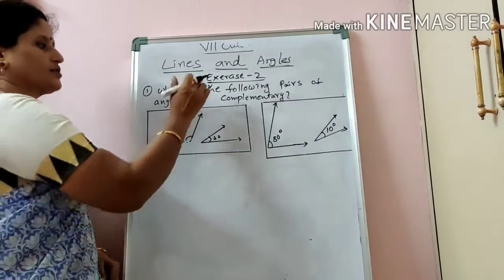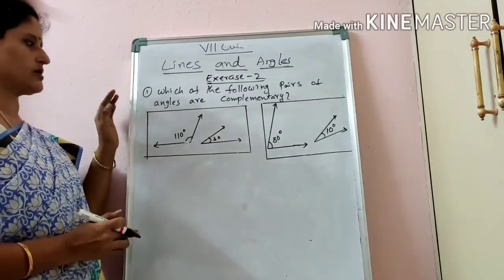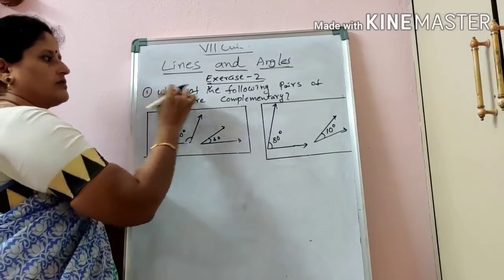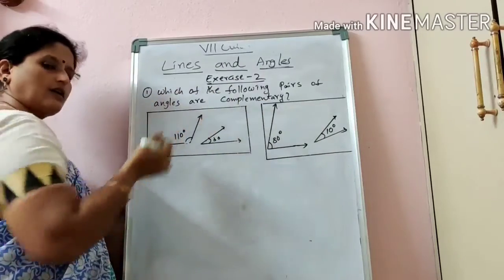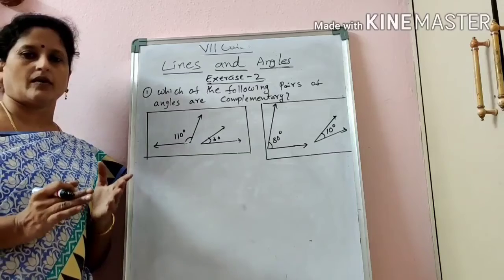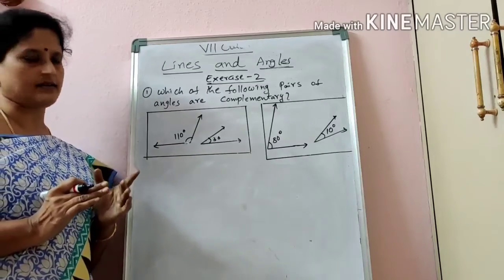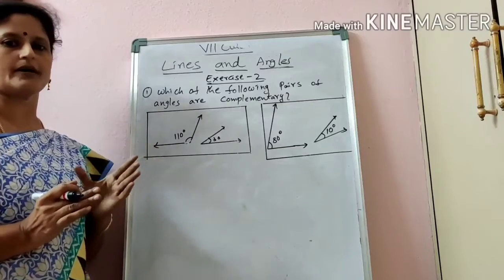Exercise 2 questions, lines and angles. First question: which of the following pairs of angles are complementary? Complementary angle means the sum of two angles is 90 degrees.